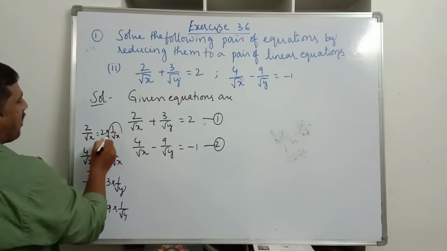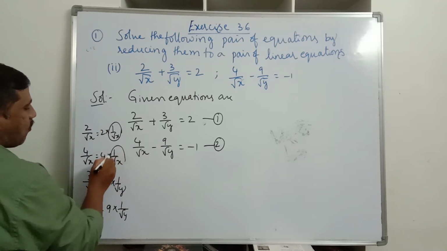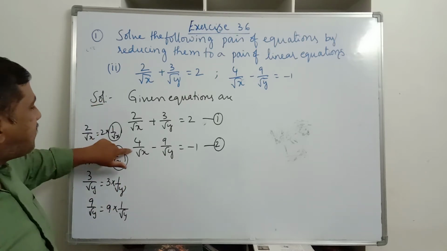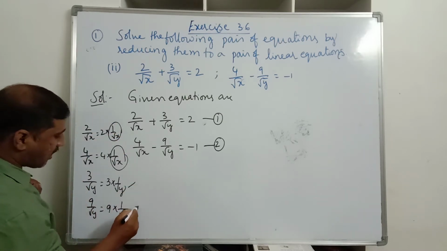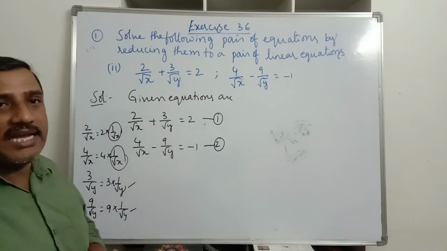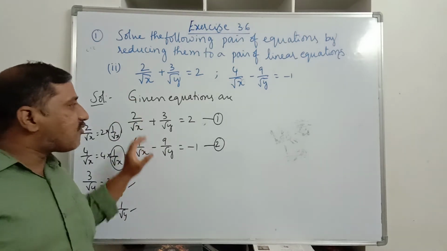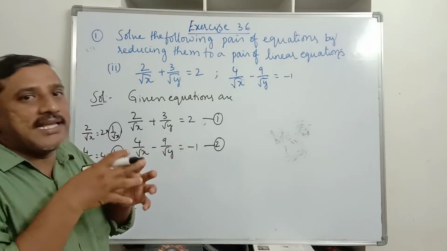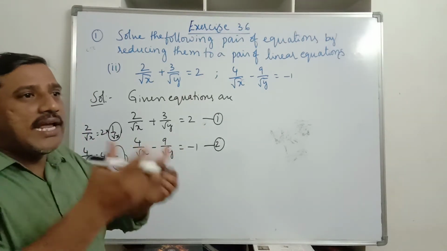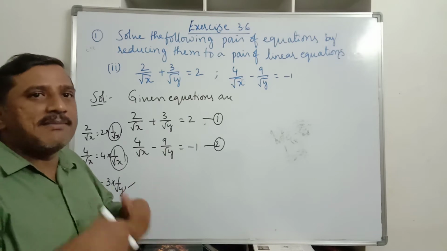Now if we see here, 1 by root x is common in both the equations. Similarly, 1 by root y is common in both the equations. So from the given equations, identify the common terms. You take them, and represent them with some other variables.